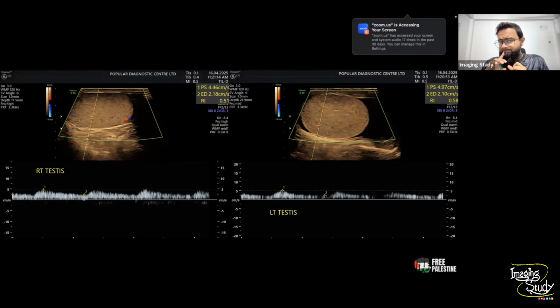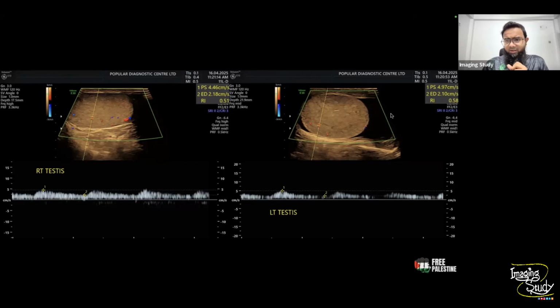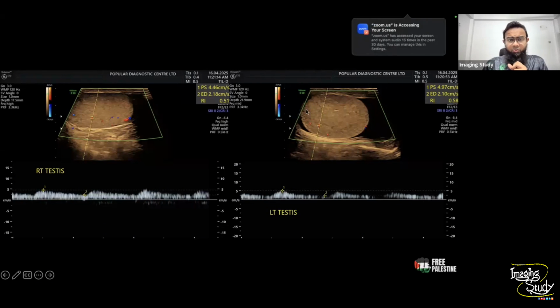So we can say that there is very low possibility of torsion in such a situation. But obviously, it's not a case of orchitis also. What we need to evaluate right now, because we have seen the hydrocele, is that the testis is quite swollen and heterogeneous, but still there is normal vascularity, which is a little bit confusing. Now we want to see the epididymis to make a conclusion.